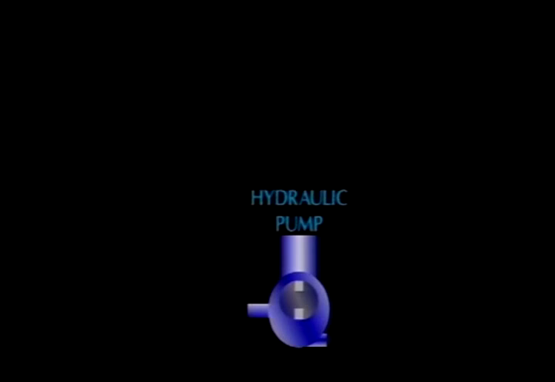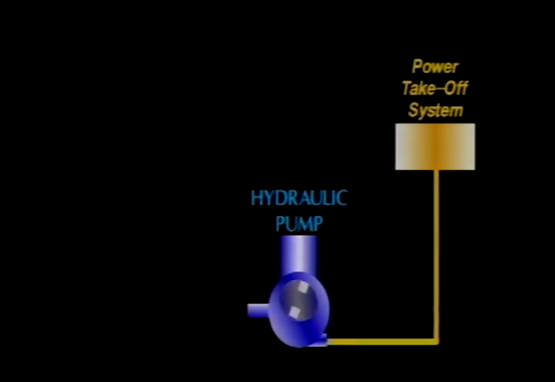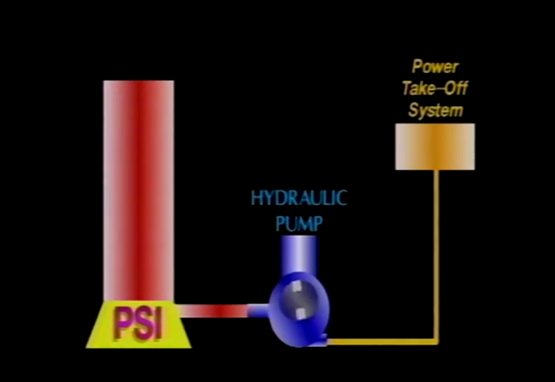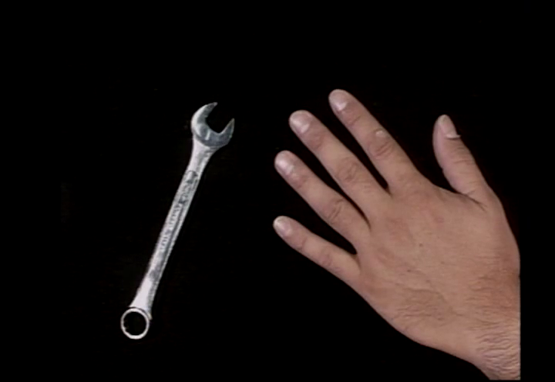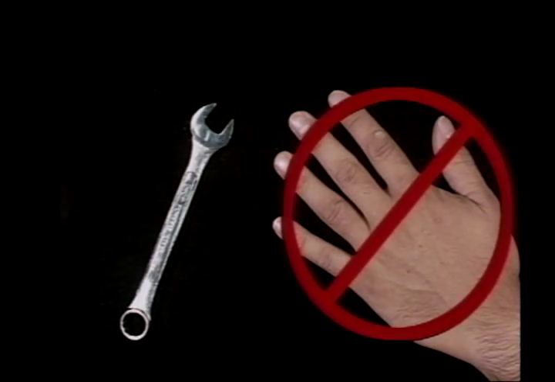Force is built up in the oil by a hydraulic pump. This pump is powered by the power takeoff system from the vehicle's main engine. The pressure on the oil may be 3,500 pounds per square inch or more. A pinhole leak with this amount of pressure behind it is capable of cutting through human tissue or causing severe burns. Therefore, always use a tool rather than your hands to block even the smallest leak in the hydraulic system.